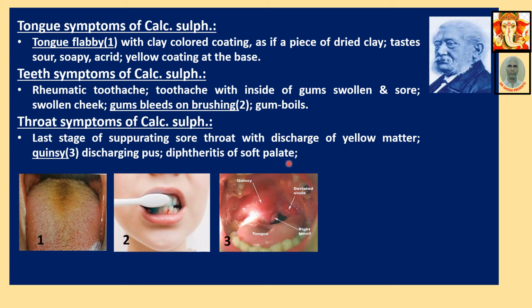Diphtheritis of the soft palate. Soft palate lies on the tongue. In our mouth, when we touch our tongue above, we get the soft palate, the curved palate inside the mouth. That diphtheritis, that is diphtheric inflammation. When diphtheria attacks somebody, there is inflammation of the soft palate. That is called diphtheritis of the soft palate. Calcarea Sulph also comes there.